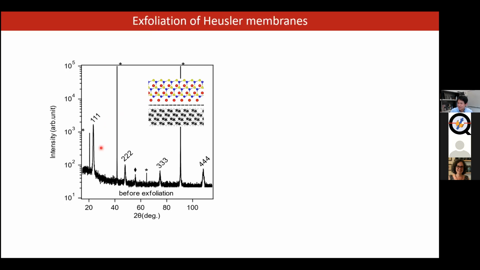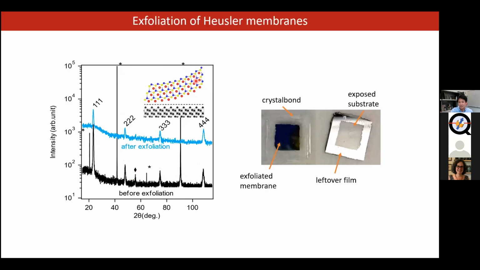Okay, so by X-ray diffraction in a theta to theta scan in the out of plane direction, we can show that we have the expected 1-1-1 oriented film, and then we have these additional very, very bright substrate reflections. We can then basically adhere this membrane to crystal bond and then mechanically exfoliate it away. And so here's a picture of that exfoliation. So here is this membrane that's adhered to crystal bond, and we've exfoliated it from the substrate right here.